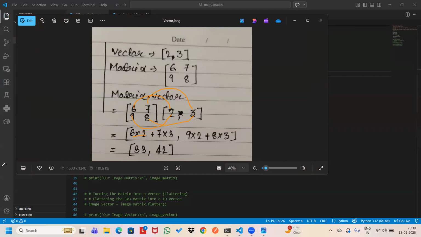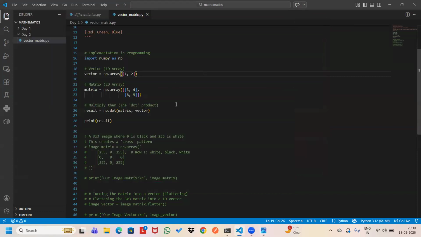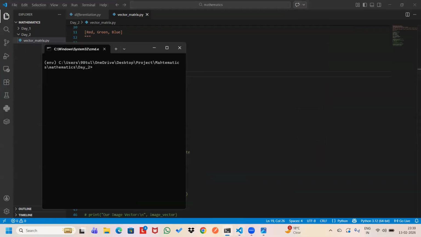So let me clear all diagrams. In this way you can solve a dot operation, as I have just shown you, and now I'm going to execute my program. So you can see the answer over here, 1126.